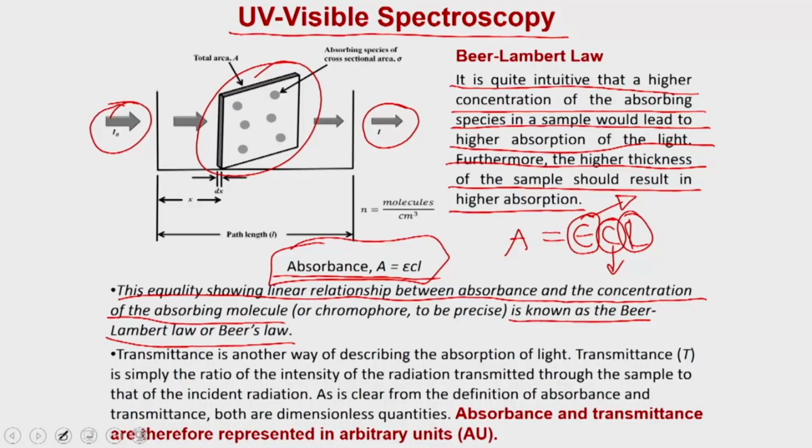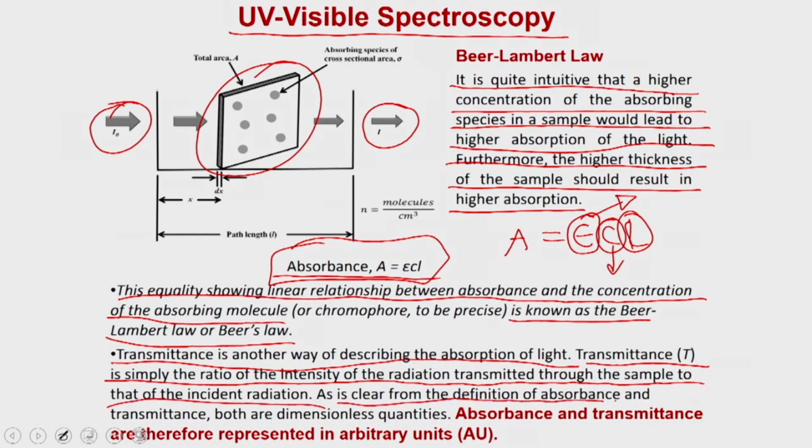Transmittance. So, absorbance is one phenomenon: the amount of light being absorbed. Transmittance is actually another way of describing the absorption of light. The transmittance is simply the ratio of the intensity of radiation transmitted through the sample to that of the incident radiation.